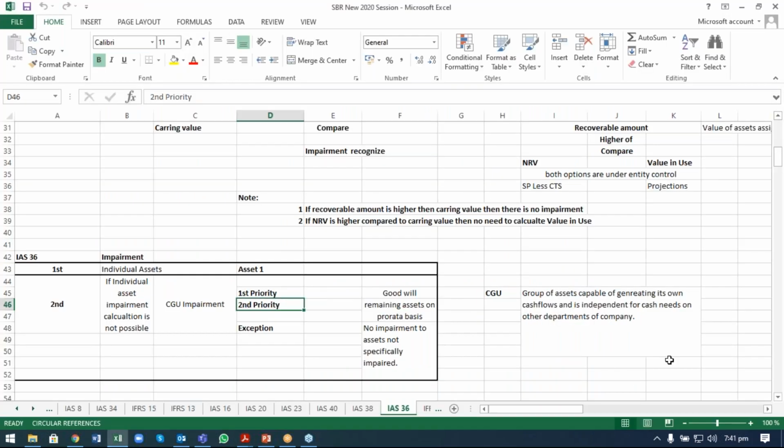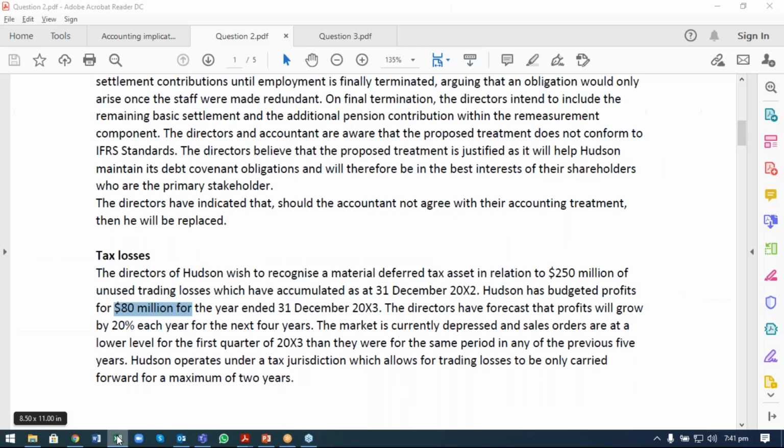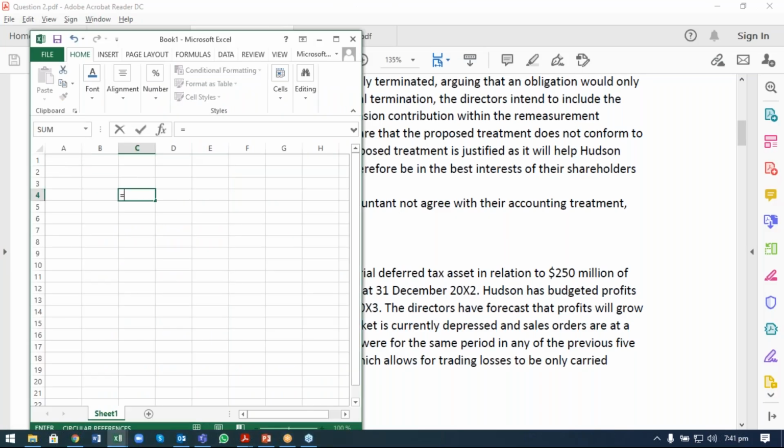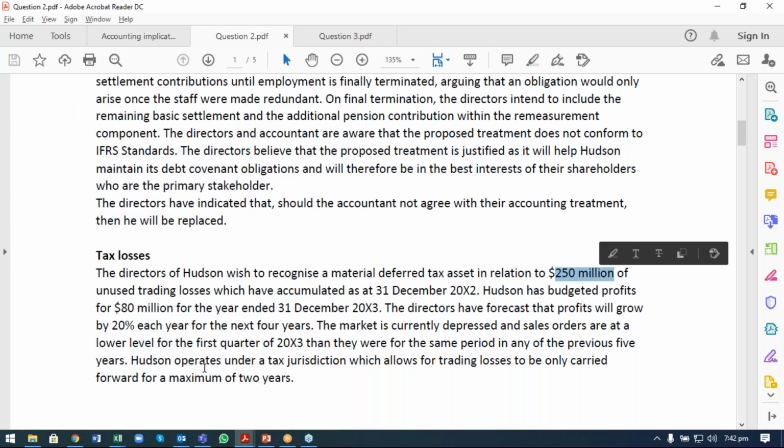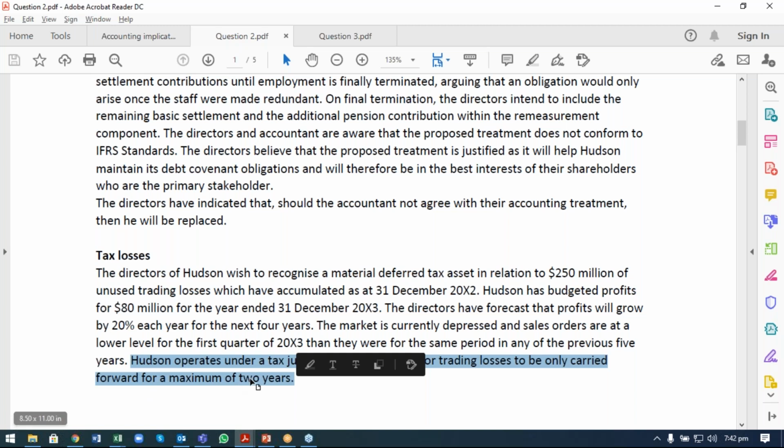Within the next year, the profit increase would be, I'm just going to calculate it quickly to make sure we understand how this is impacted, 80 multiplied by 120%. So the profit in the next year would be 96 million. And in 2003, I'm giving you an idea that even with this calculation, directors are not adhering with the requirements of the standard. So in total, out of this 250 million, because tax losses can only be adjusted against the future profits for the next 2 years, for a maximum of 2 years.